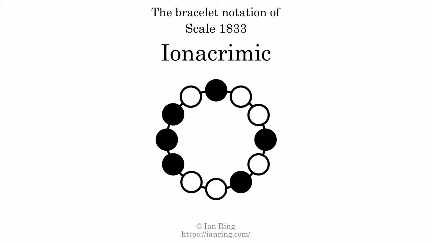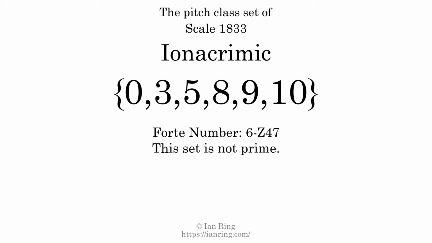This is a bracelet notation diagram of scale 1833. The shaded circles represent tones that appear in the scale, and they are read clockwise, starting at the top. The pitch class set for this scale is 0, 3, 5, 8, 9, 10. The forte class is 6Z47. This set is not prime.